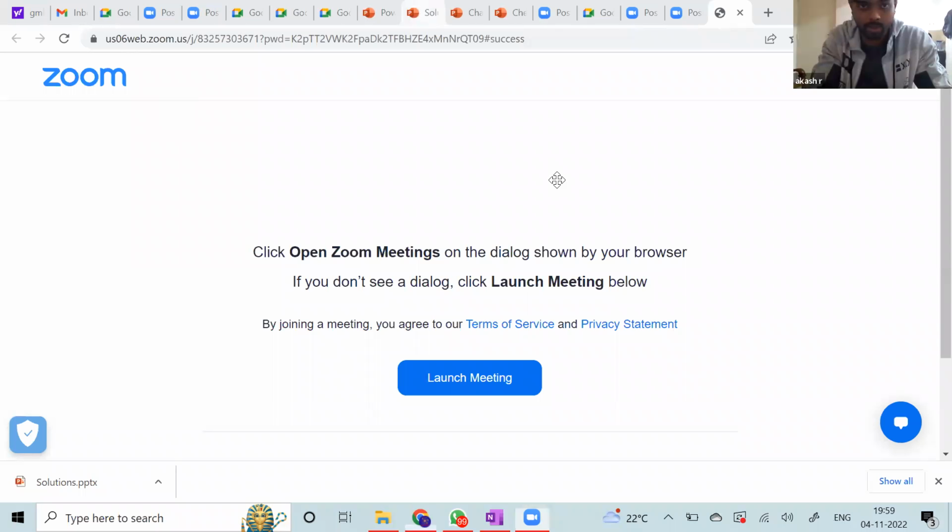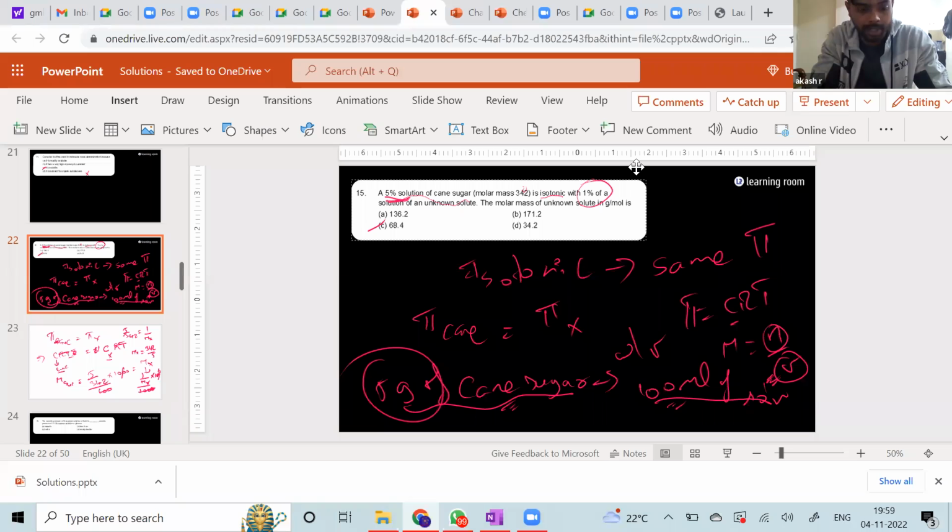Right. So we were seeing this question and we understood that isotonic solutions are going to have the same osmotic pressure. Okay. Moving on, let me hide this and go to the next one.